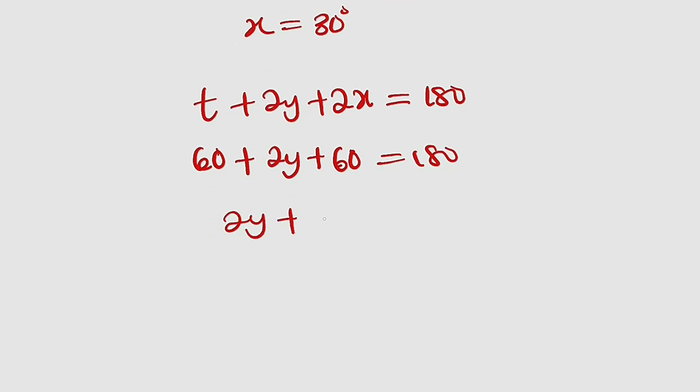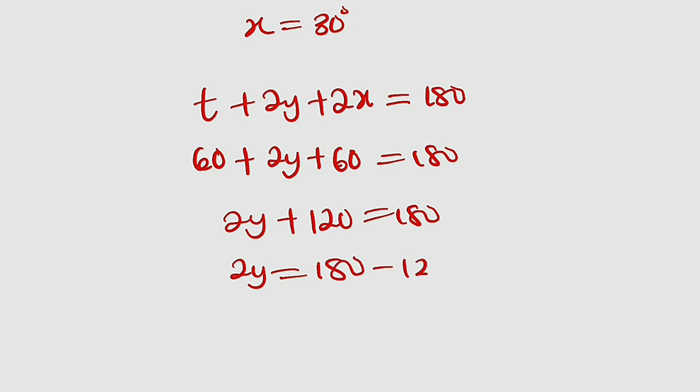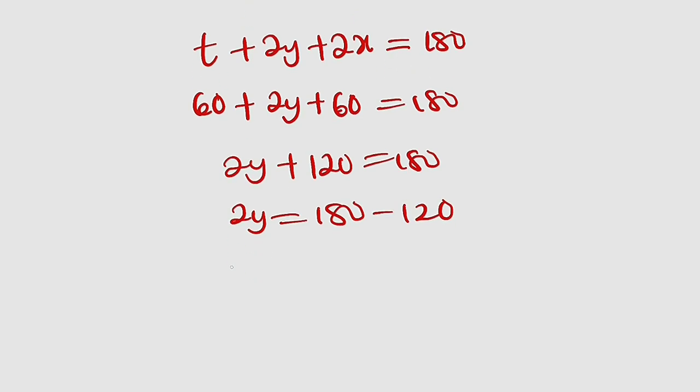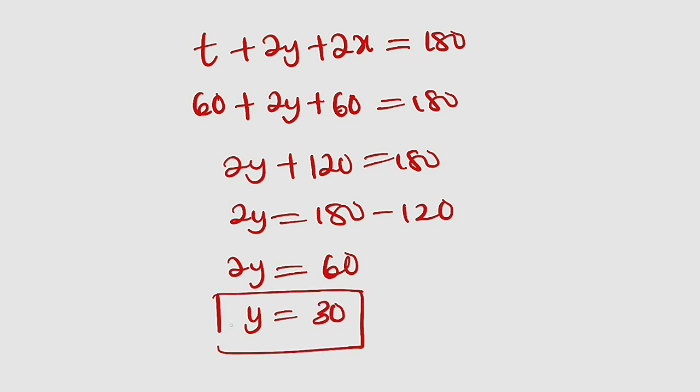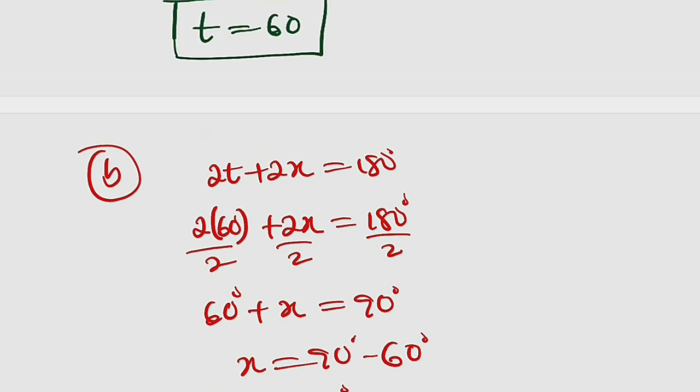2y plus 120, because 60 and 60 is 120. This remains 180. And 2y will be equal to 180 minus 120. And 2y will be equal to 60. And finally, y will be equal to 60 divided by 2, which is 30. So y is equal to 30. I think this is, yeah, the B part.